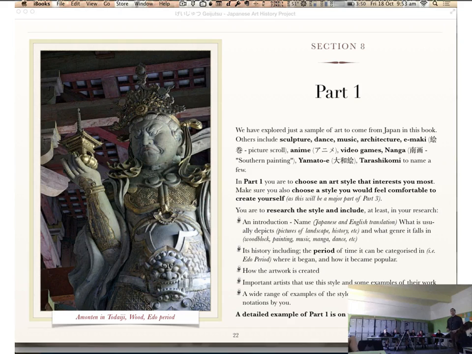All right, give me its Japanese spelling, its name, and also the English translation. Okay, what it usually depicts, what's this art form basically used for, what does it show? Okay, you need to talk about that. I want you to talk about the history of it, including the period of time. So that's that Edo period, you know, those long periods that we talk about. All right, and how it became popular. Why is this a popular art style?